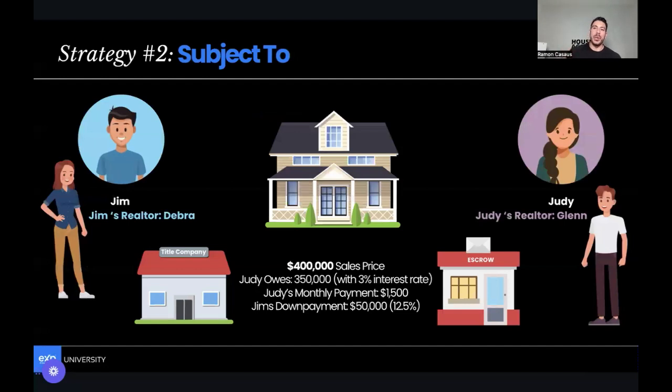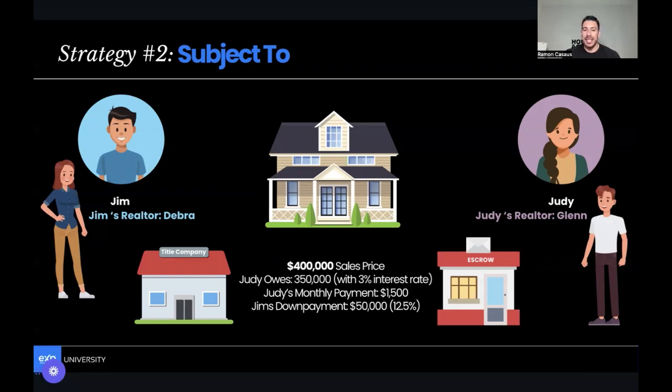All right, let's jump into a scenario again. This is our same characters: Jim, Jim's realtor Deborah, and Judy with her realtor, Glenn. Same property, same sales price, just a different type of sale. Judy now owes money on this property, whereas in the first scenario she owned it free and clear. Judy has a mortgage of $350,000 with a 3% interest rate. Her monthly payment is $1,500 per month. Her home is listed on the market and she is asking $400,000.